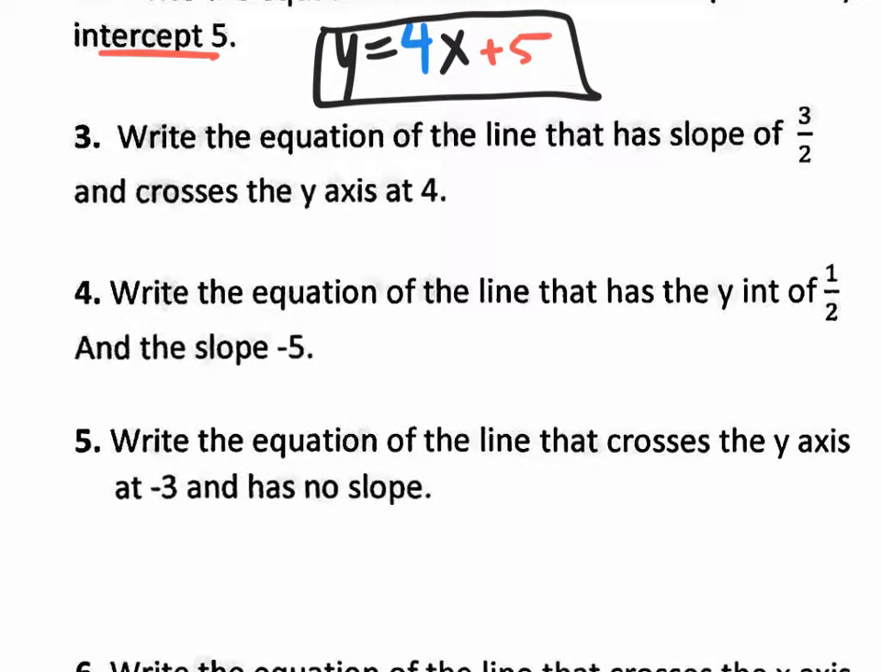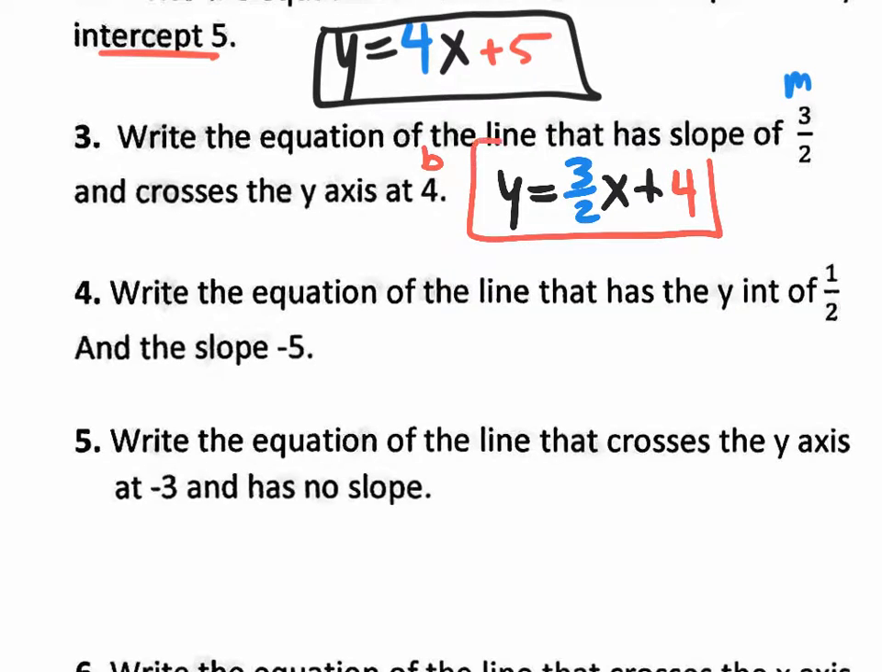Number 3. Again, straightforward. Write the equation of the line that has the slope, that's your m value, and the b value is 4, your y-intercept value. So your equation is going to be y equals mx plus b. Y equals, the m is 3/2, and the slope is always with x, and plus b, but your b is 4, so there's your slope-intercept form equation.